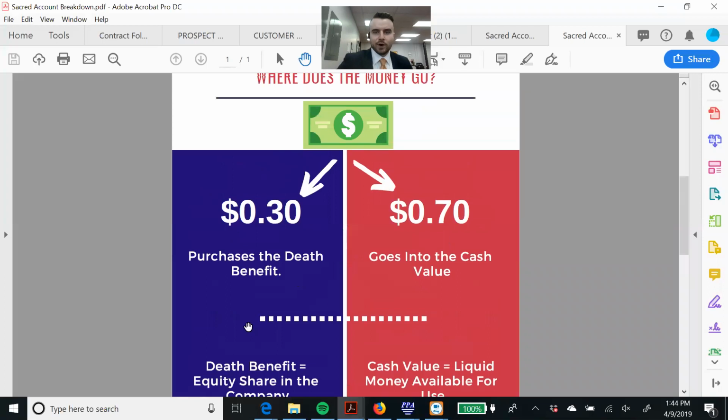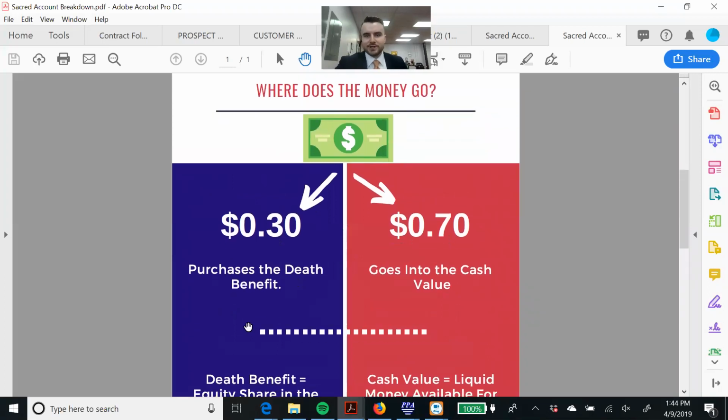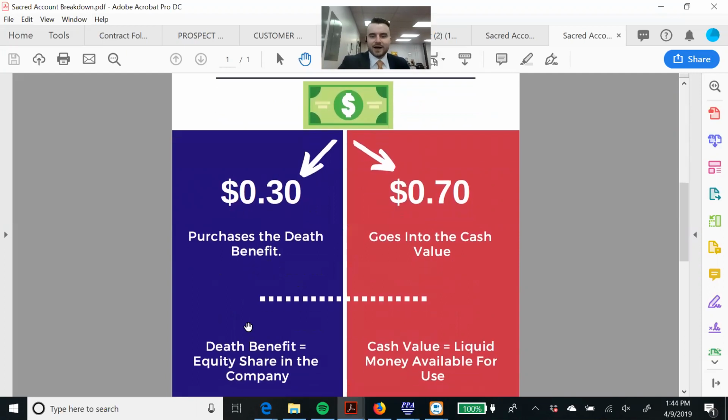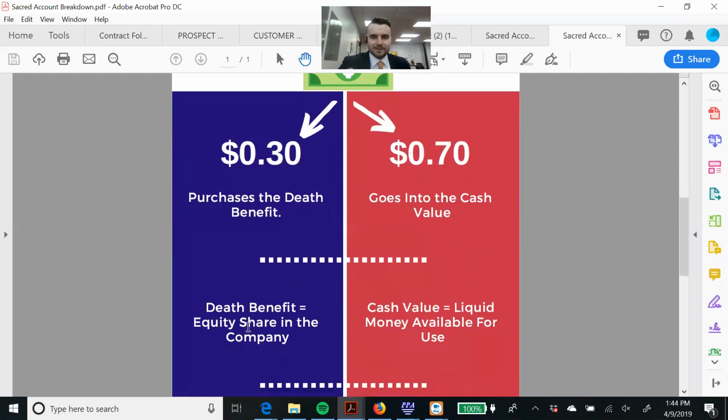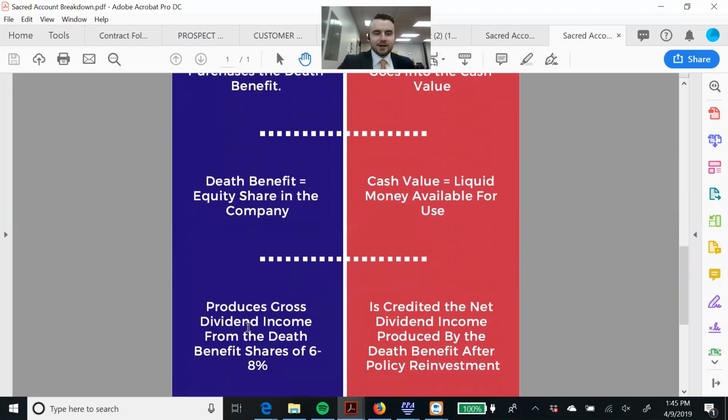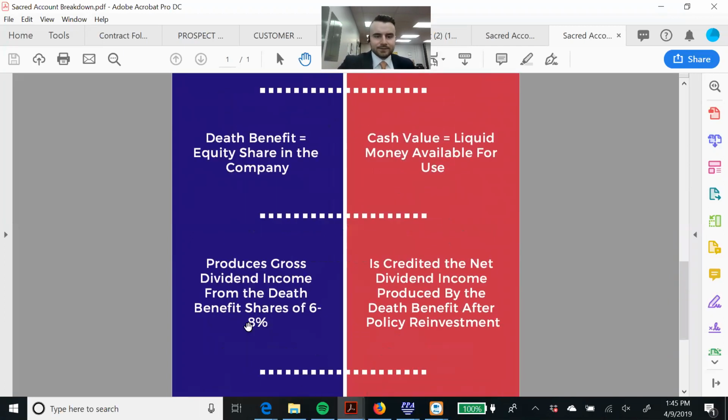Okay. Now, where did the other roughly 70% go to? The other 70% went to the cash value. Okay, the cash value is the liquid money that's available for use. It's money that you can borrow against today, immediately, right? So you've got that initial 30-70 split going into your policy. Now, once that's done, what happens next?